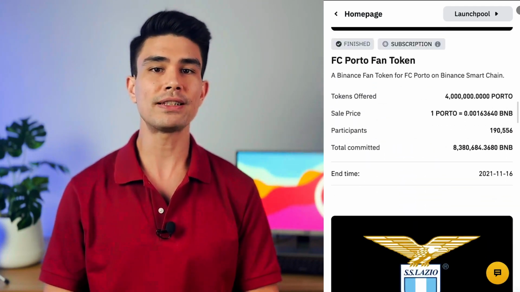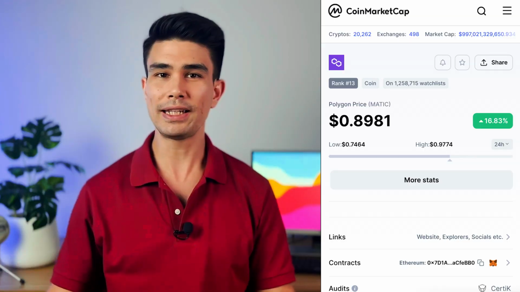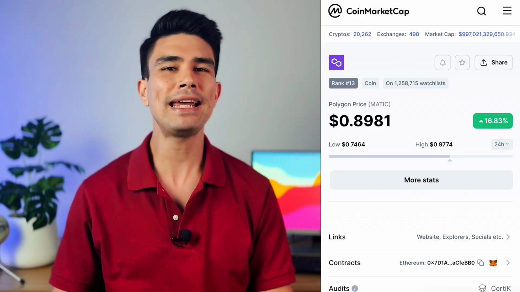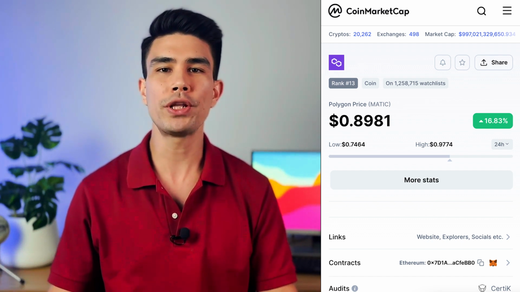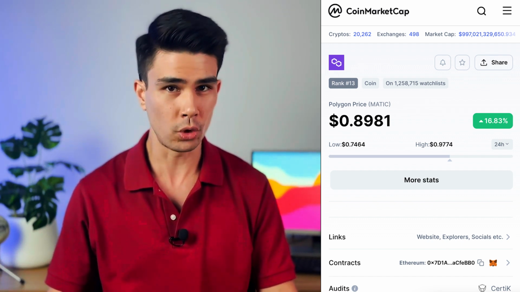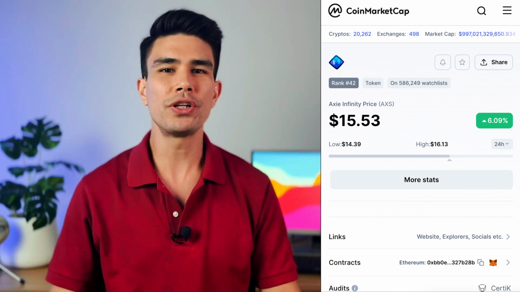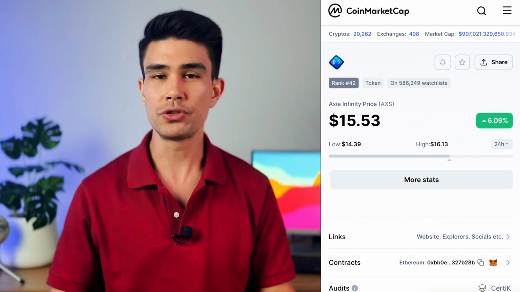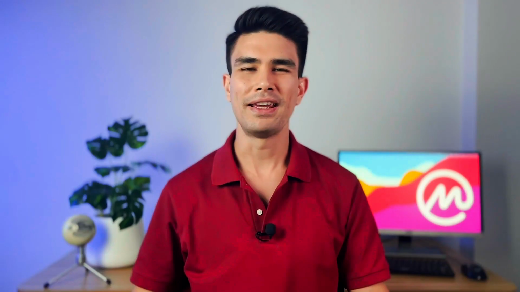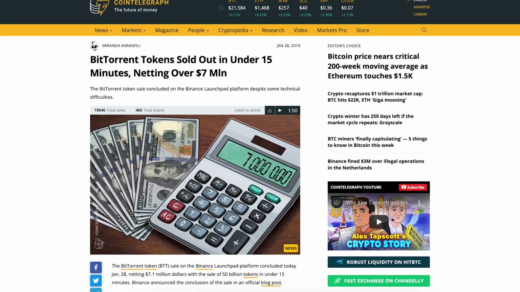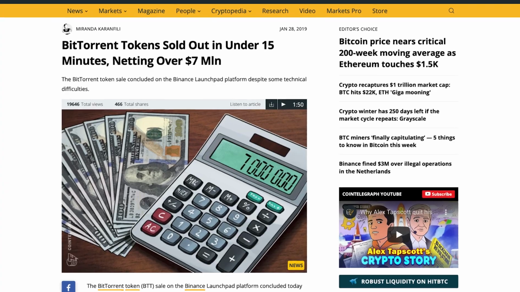Those tokens have since accrued billions of US dollars in value. For instance, there's Polygon. Its value has soared nearly 10,000% since its launch, and its market cap is now $3.2 billion at the time of recording this. There's also Axie Infinity, one of the biggest success stories from the previous bull market, whose token currently has a market cap of more than $1 billion. And who could forget BitTorrent, whose launch saw 50 billion BTT tokens sold in under 15 minutes.